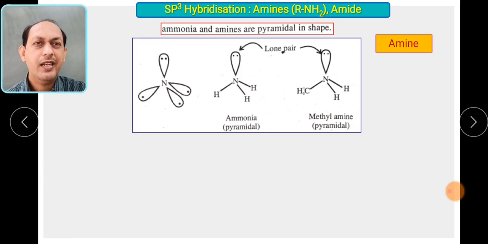In a similar line, as compared to ammonia, you can also expect the same for other compounds which contain nitrogen. Let us say, for example, amines. As we know, amines have the general formula RNH2. Let us take the example of methylamine. In methylamine also you can expect that nitrogen has sp3 hybridization, which is also associated with a lone pair of electrons. So methylamine also has a pyramidal shape with bond angle 107 degrees.